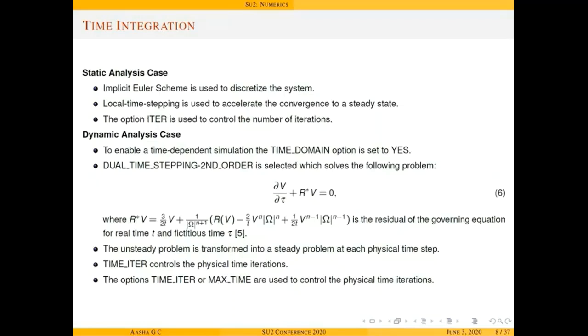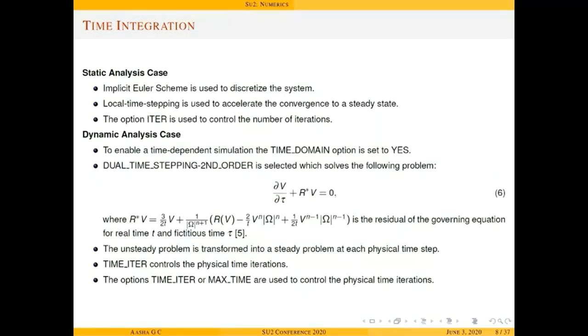The option iter in the configuration file is used to control the number of iterations and can be alternatively controlled by the convergence criteria. To enable the dynamic analysis case, time domain is set to yes, which is set to no for the static analysis case, and a time marching method is selected.